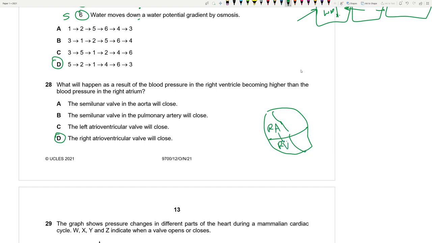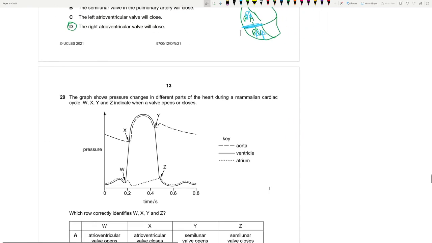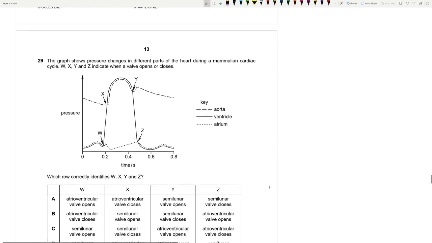Blood actually rushes in from the right atrium to the right ventricle. When the pressure here exceeds the pressure here, this valve closes. That's the right atrioventricular valve. Okay, 29. The graph shows pressure changes in different parts of the heart during a mammalian cardiac cycle. W, X, Y, and Z indicate when a valve opens or closes.